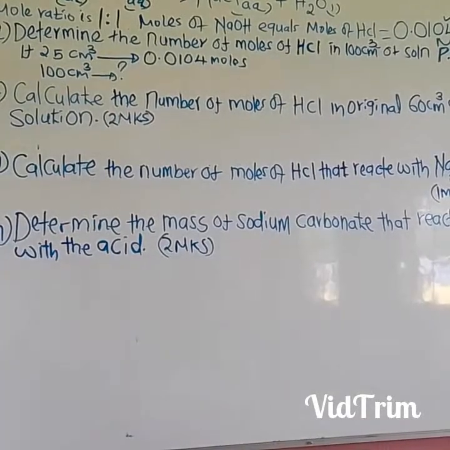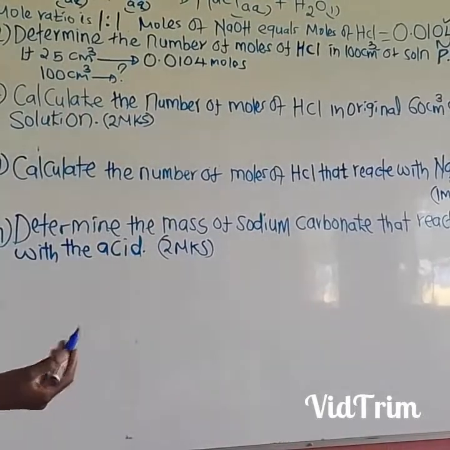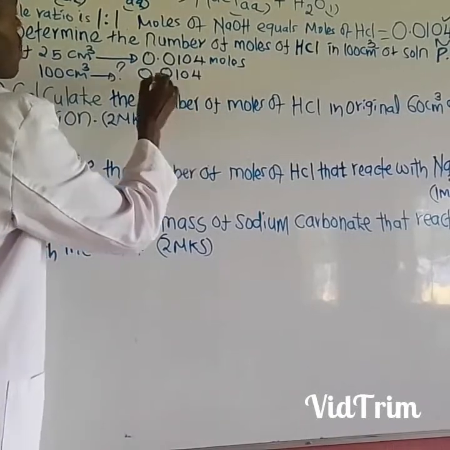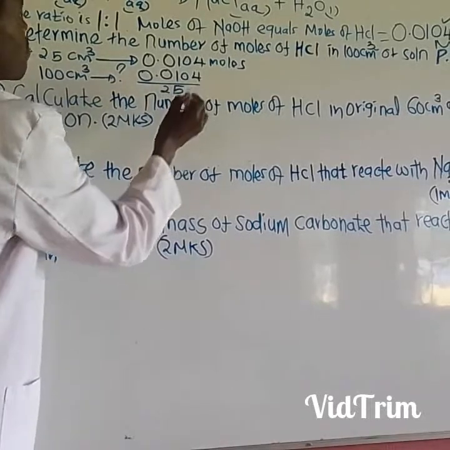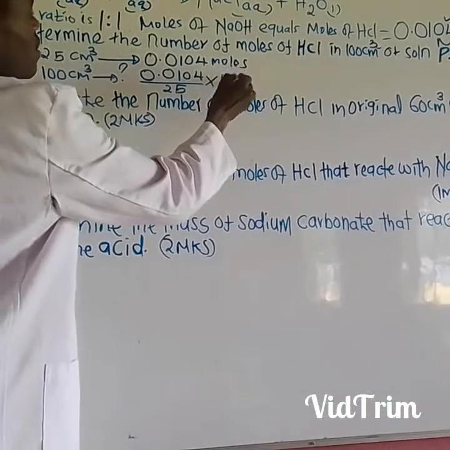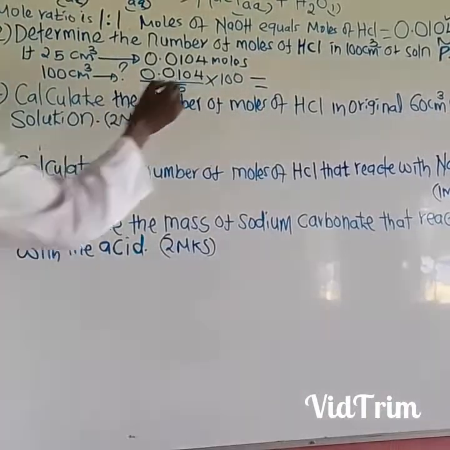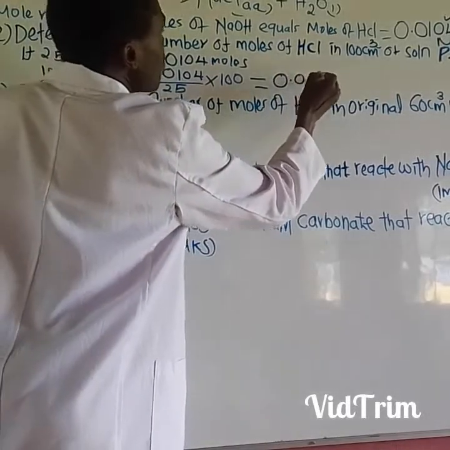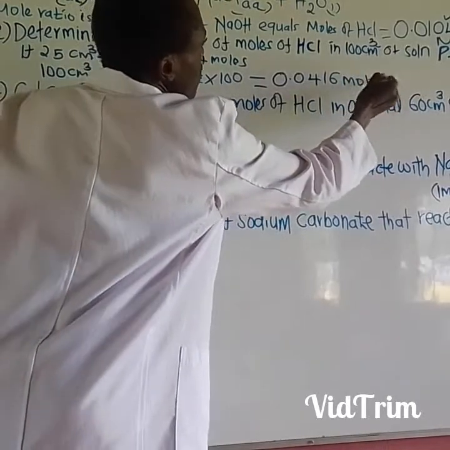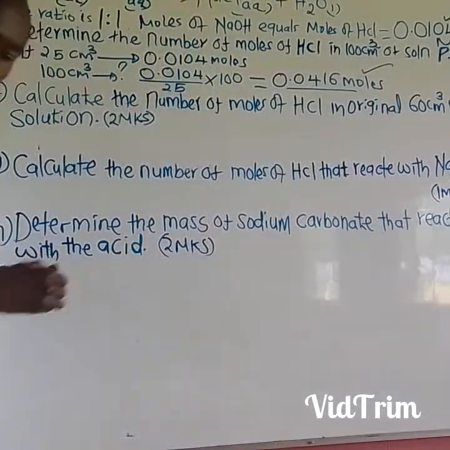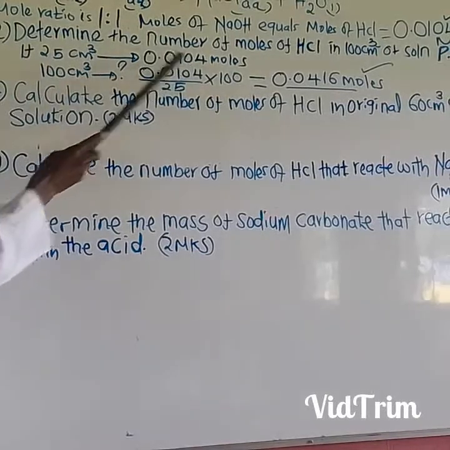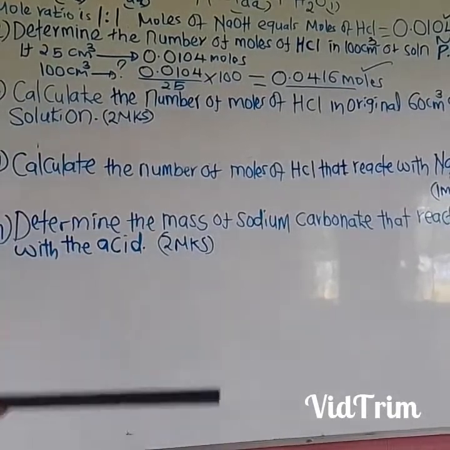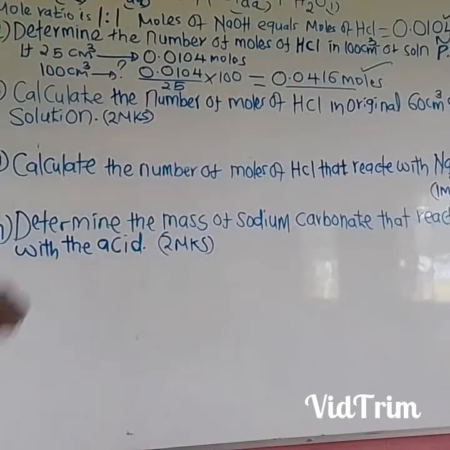Is it okay? So this one requires patience. We just now cross multiply, as simple as that, isn't it? So you take 0.0104 divided by 25 centimeter cube times 100. If you calculate this one carefully, this one gives you 0.0416 moles. Then I put a tick. So you just relate, if 25 of HCl is giving this one, what about 100 of the same solution P? How much will it give us? So it is 0.0416 moles. Is it okay?